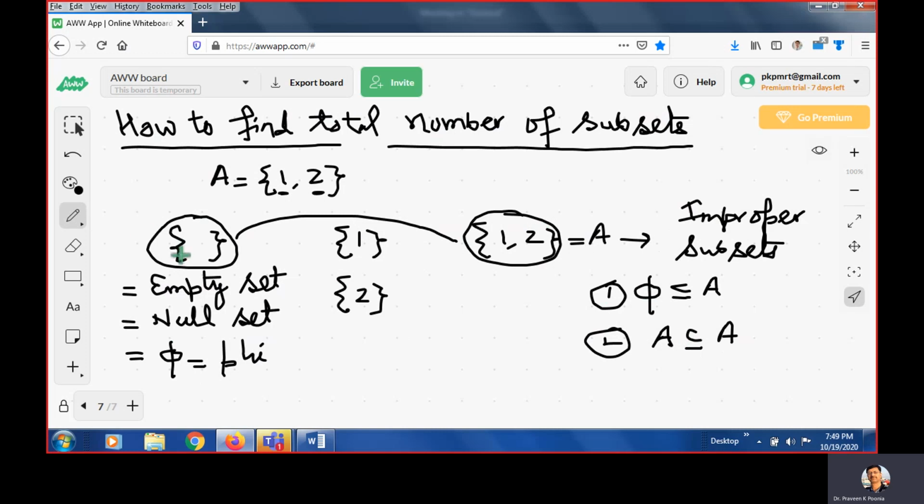Clear? Because here it is phi, so phi is a subset of A, and here A is a subset of A. So these are the two important properties that you need to remember. And other than these two, the rest are called proper subsets. So this is how to find the subsets. We have found it here with two numbers.